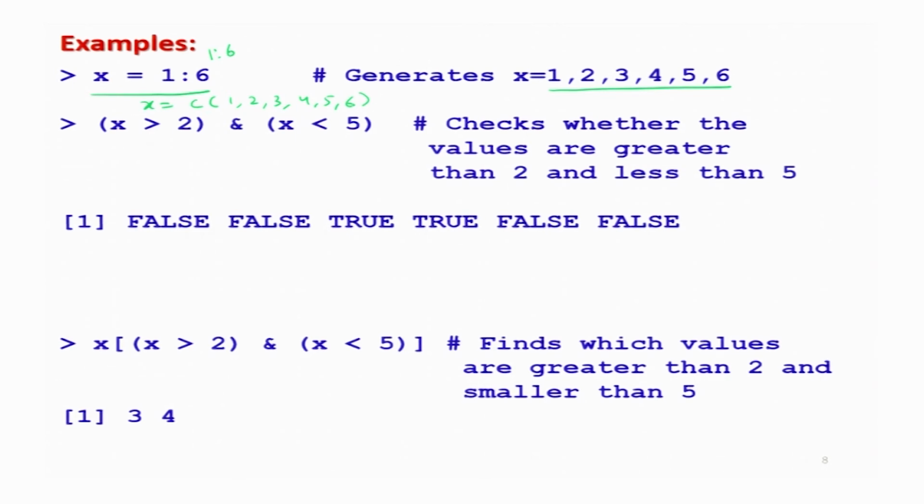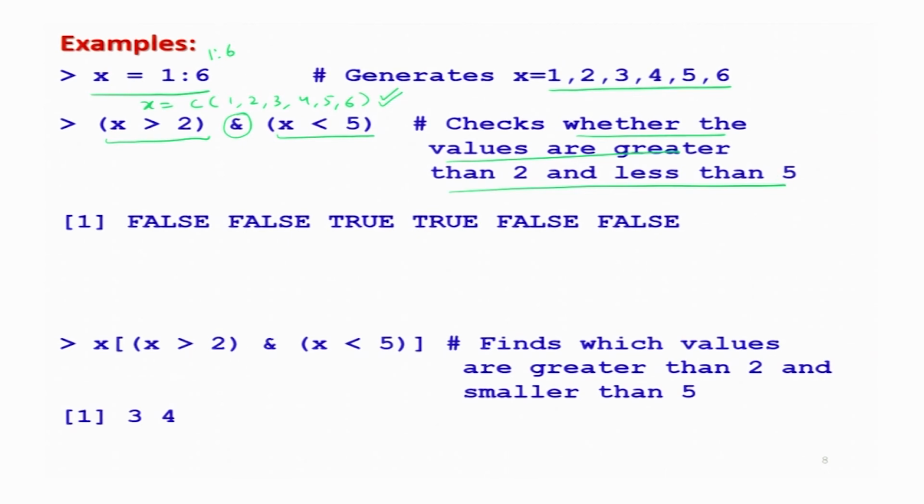Now after this I have a condition. The condition here is that x greater than 2 and x smaller than 5. So first you have to see what you want. You essentially want that this condition should be checked over each and every value in this data vector x. So for that, you have to use the single AND operator. This condition is going to check whether the values are greater than 2 and less than 5 for each element in the data vector x.